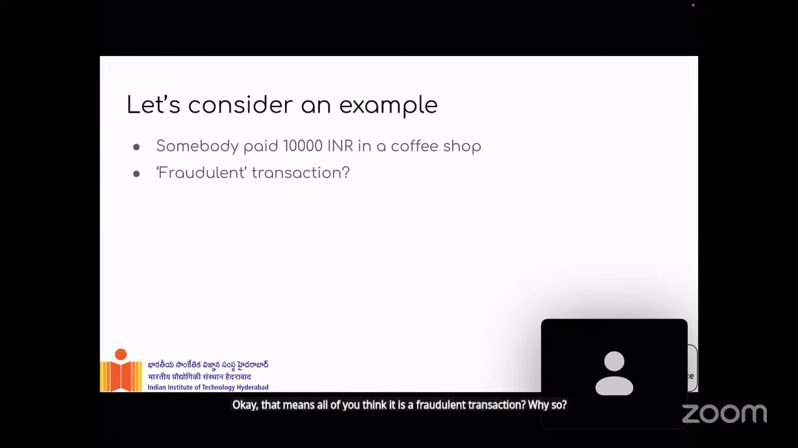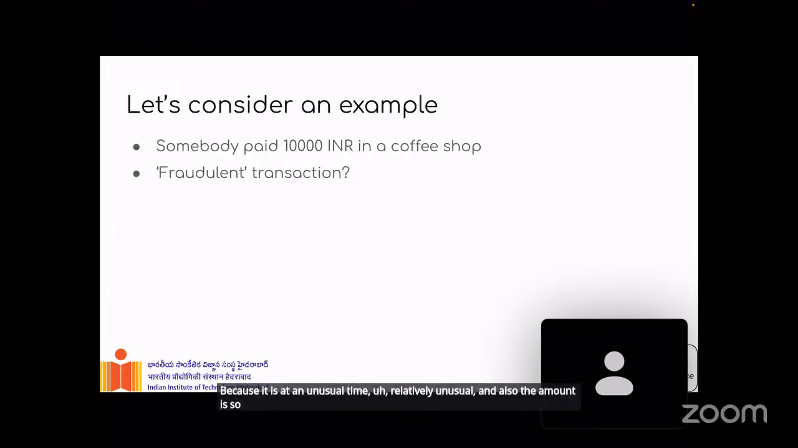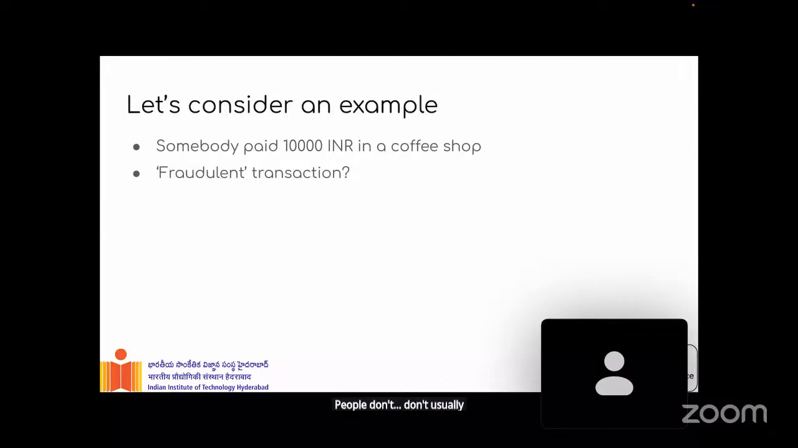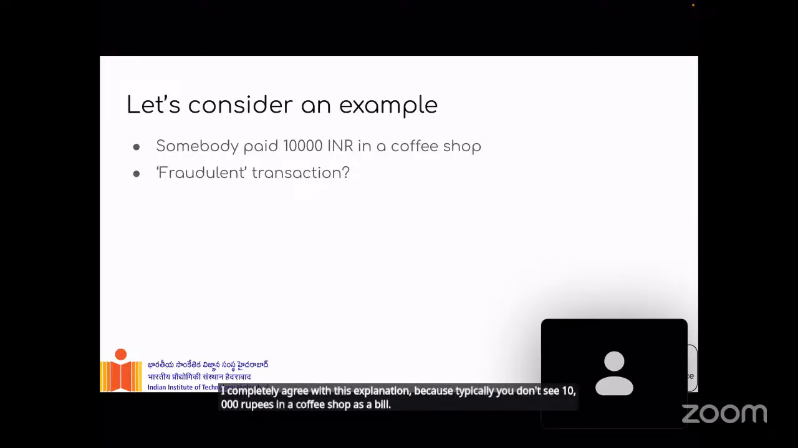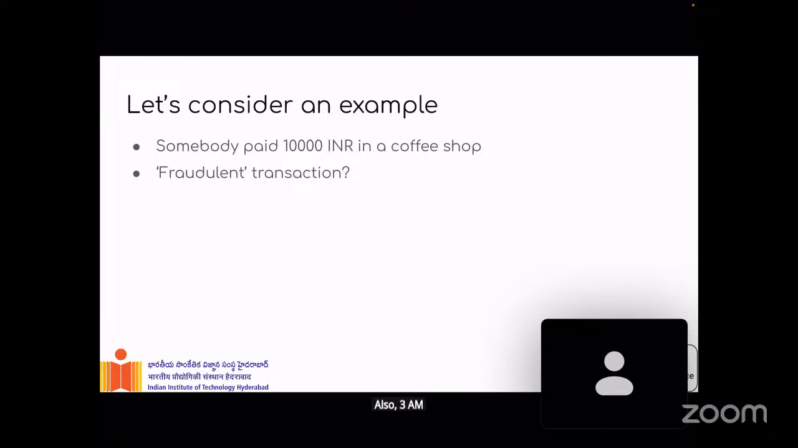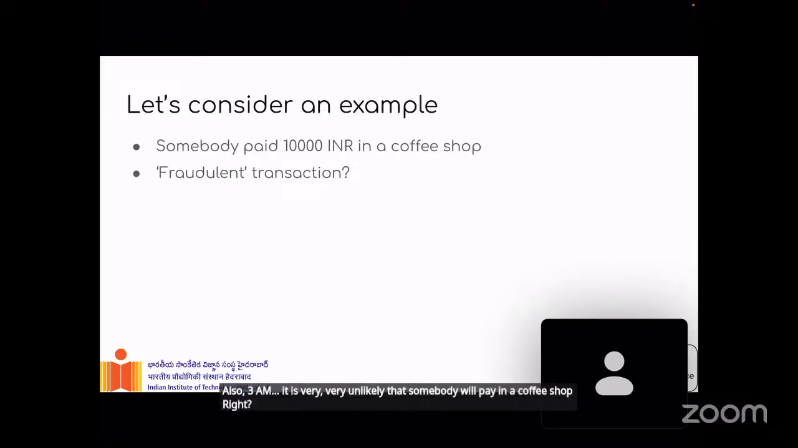Why so? Because it is at an unusual time, relatively unusual, and also the amount is so big. People don't usually pay that much at a coffee shop. Excellent, excellent. That's one explanation. I completely agree with this explanation, because typically you don't see 10,000 rupees in a coffee shop as a bill. Also, 3 a.m., it is very, very unlikely that somebody will pay in a coffee shop, right? 10,000 rupees. But then there are exceptions.